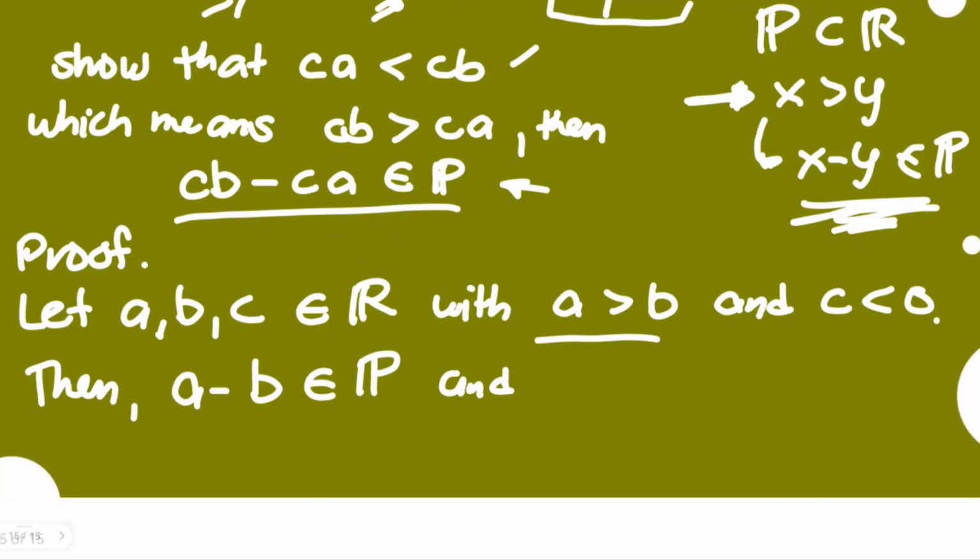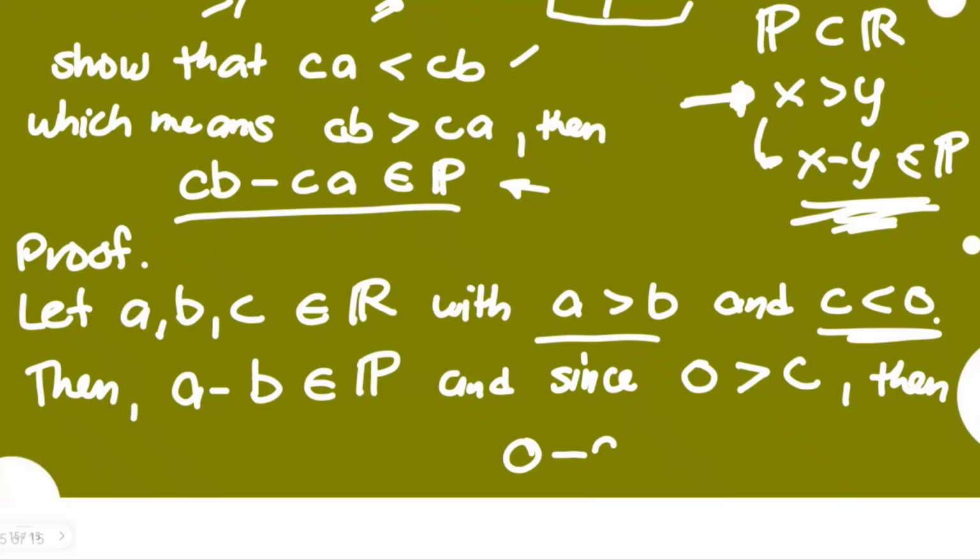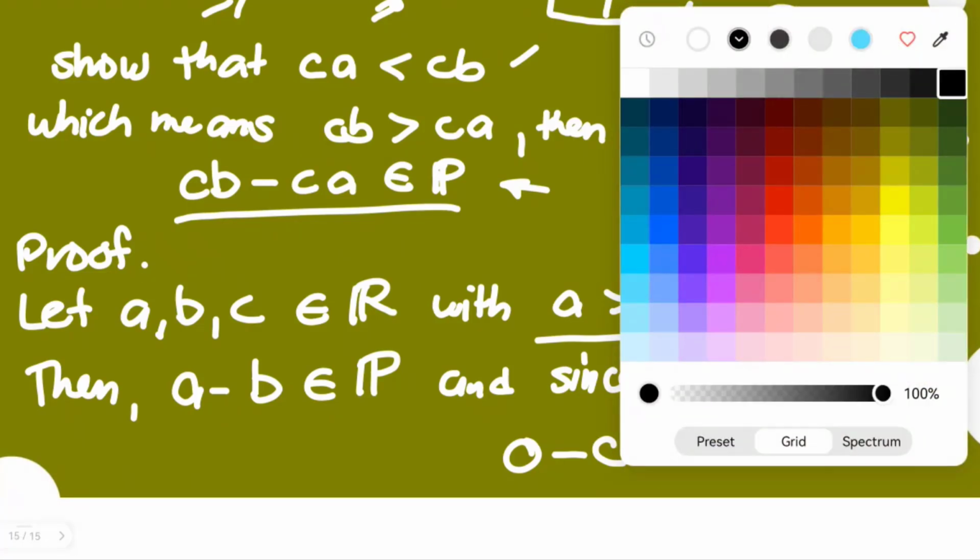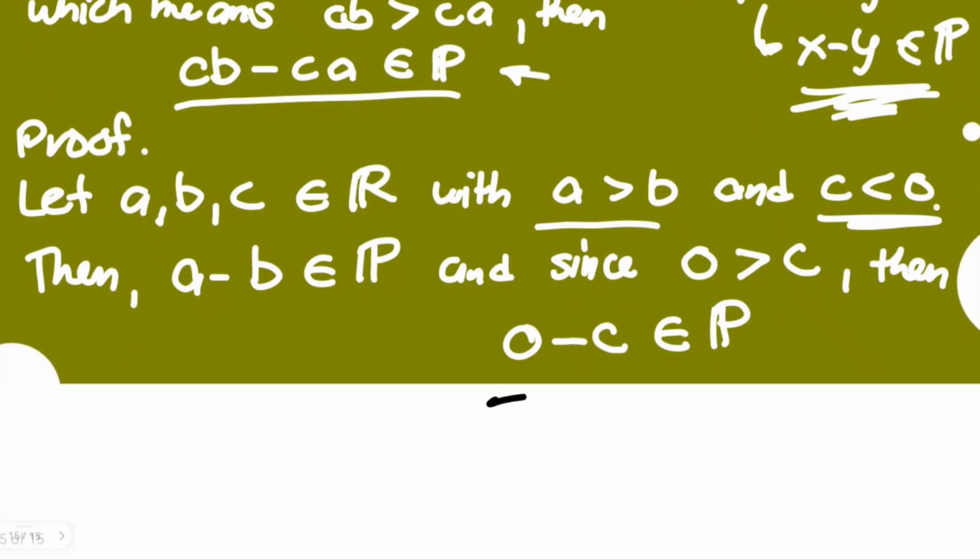And since 0 is greater than C, as this can be interchanged, I just want to do this so that again we can apply this definition. 0 is greater than C. Then we can also say that 0 minus C is an element of the set of positive real numbers. So it should be minus C, which gives us negative C is an element of positive real numbers.